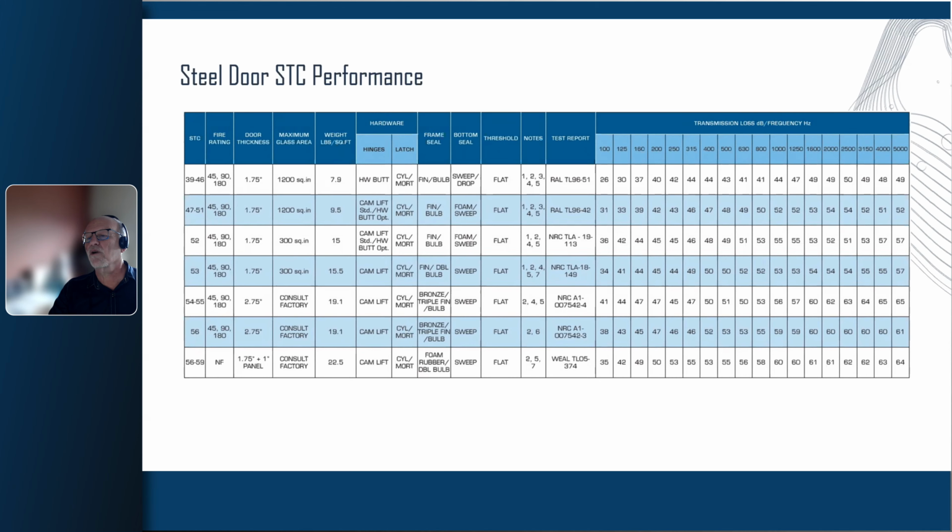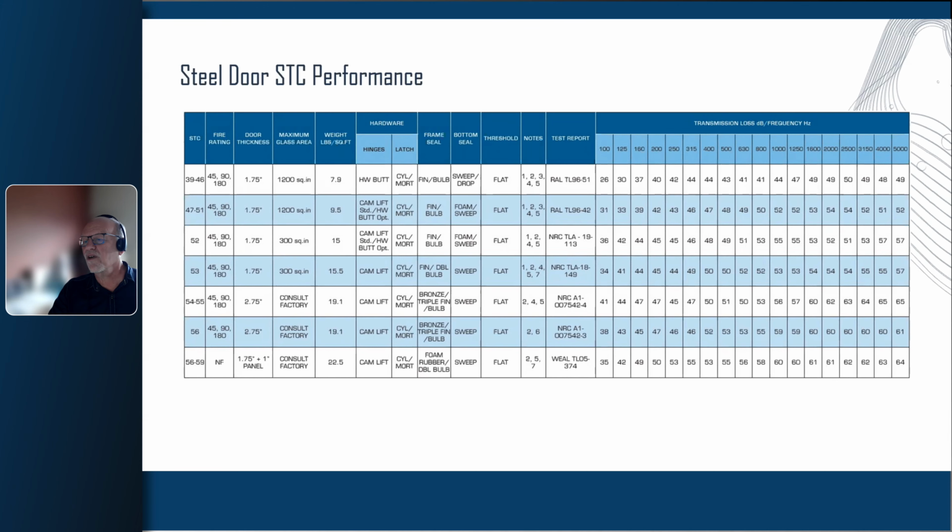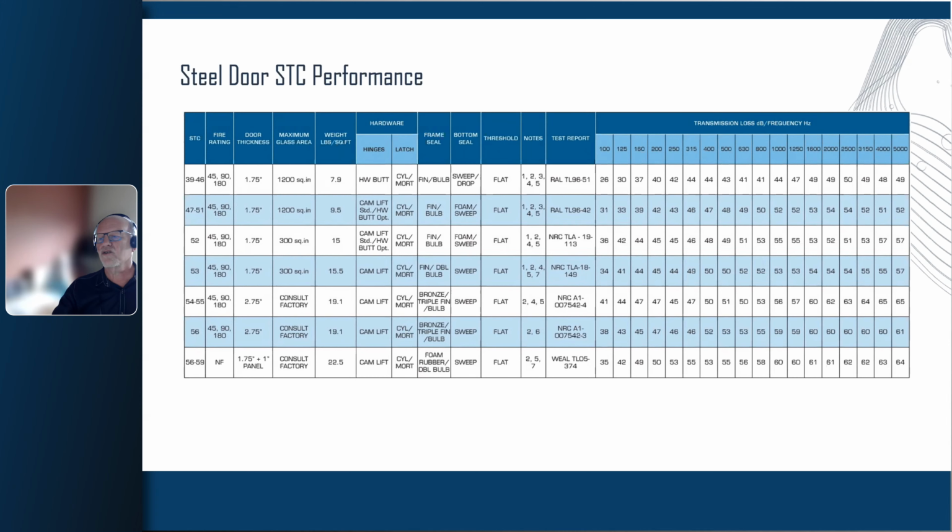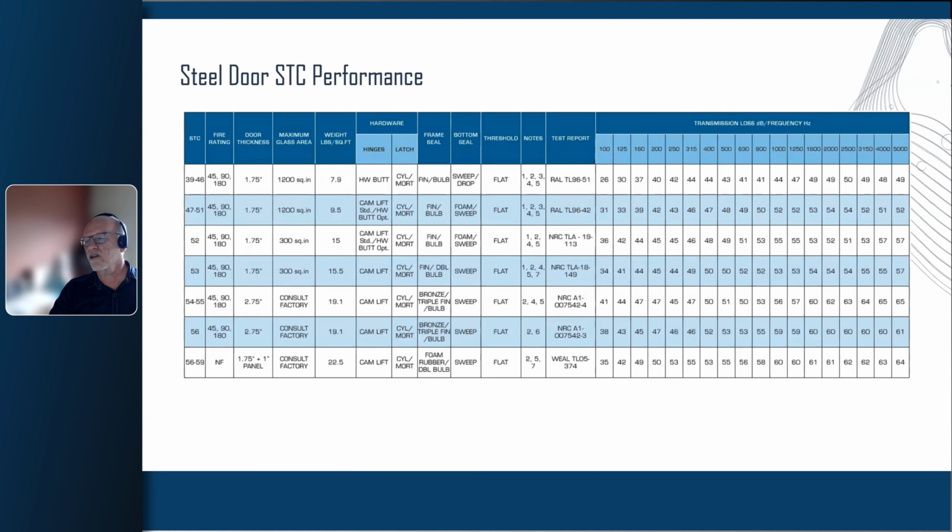It has 1,200 square inches of maximum glass area, the weight of the door, the type of hinge, whether it's a cam lift hinge, which is a rising pin hinge, or a conventional heavyweight butt hinge, the type of hardware, various details that aren't on this. I apologize for that. I just noted that the notes aren't there, but it is on our website.